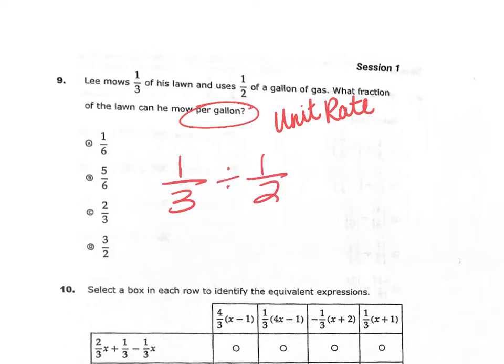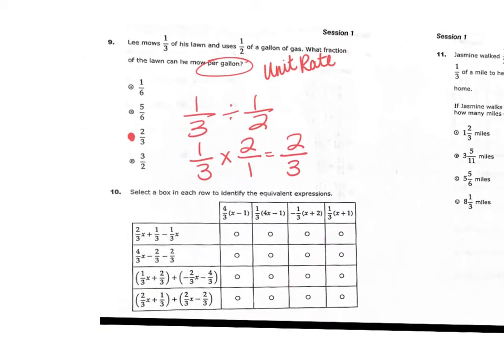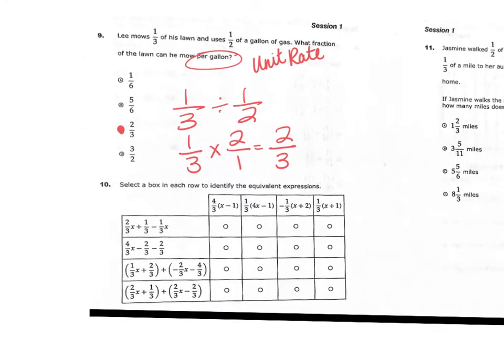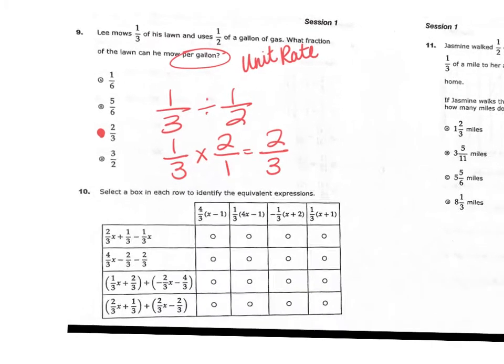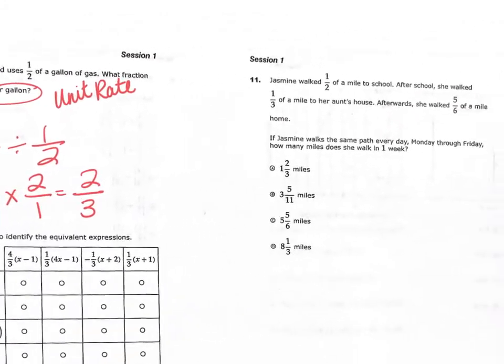You can change it to decimals if you want to, or do keep, change, flip. I'm going to keep, change, and flip. Multiply straight across the top, multiply straight across the bottom. So with 1 gallon of gas, he can do 2/3 of his lawn. Number 10, I'm going to skip for the moment because it makes my head hurt.